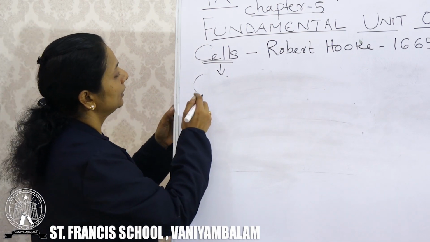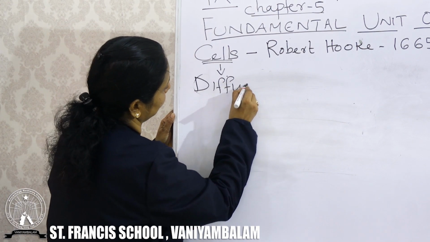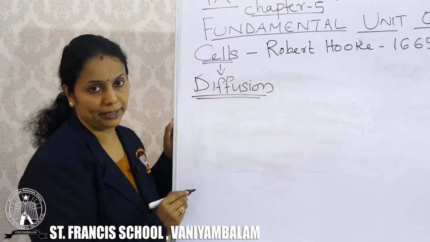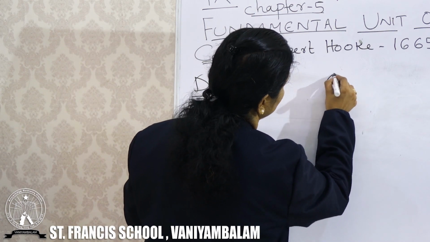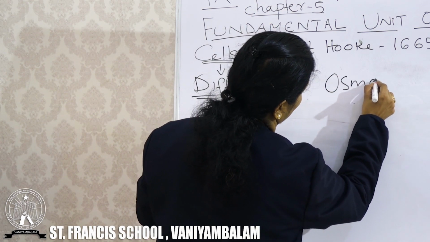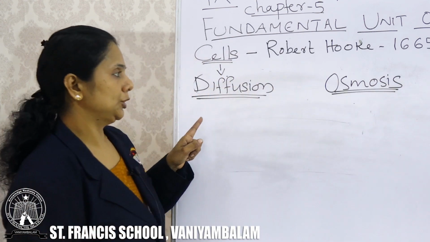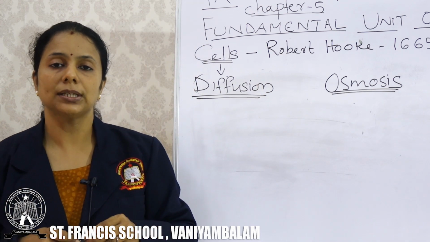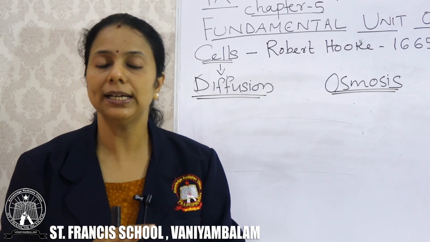First one is diffusion. Two important terms you have to remember: diffusion and osmosis. These are the two processes which allow substances to get in and out of the cell.